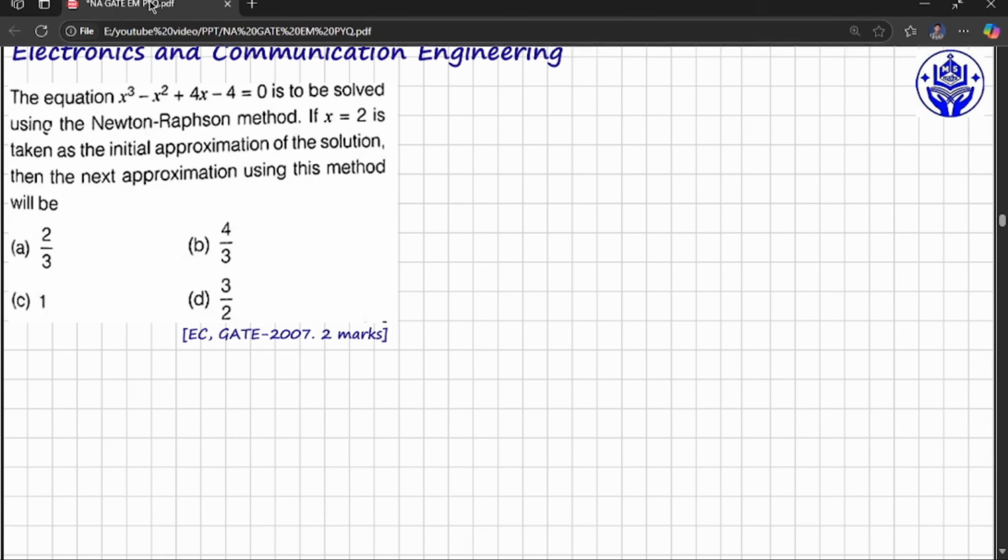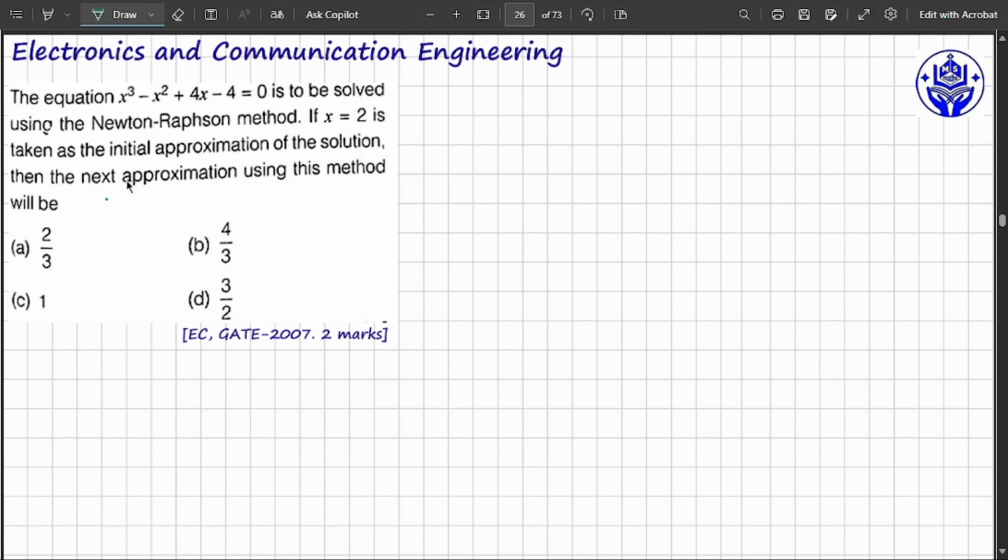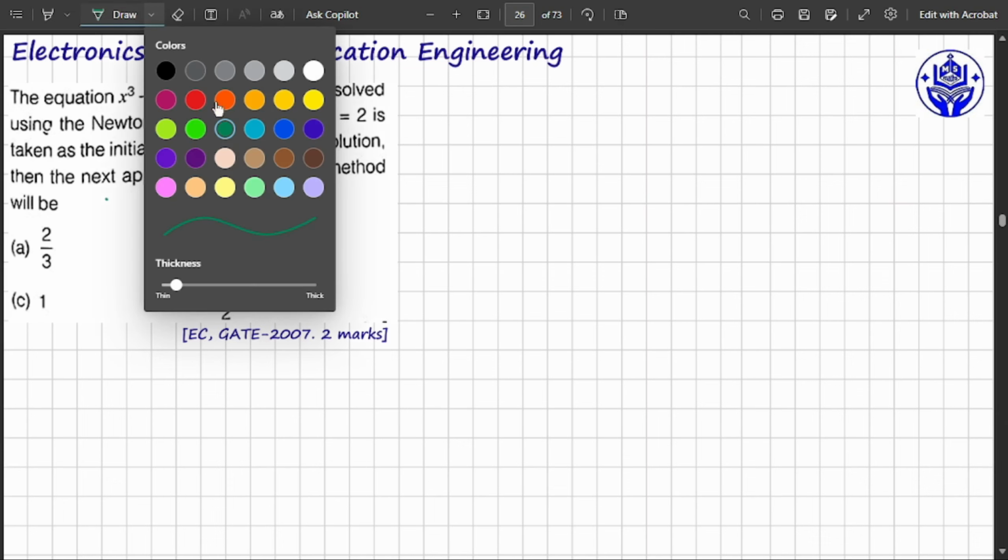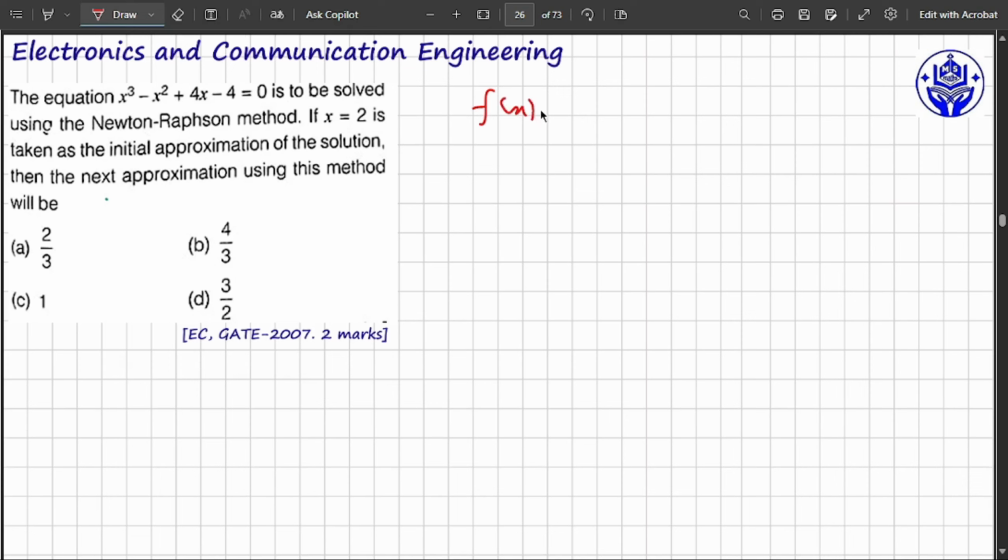Next one is electronics and communication engineering. The equation is given in this case. Solve using the Newton-Raphson method. My function is x cube minus x square minus 4x plus 4 equals 0. It is to be solved using the Newton-Raphson method. If x0 equals 2 is taken as the initial approximation of the solution, then the next approximation using the method will be.